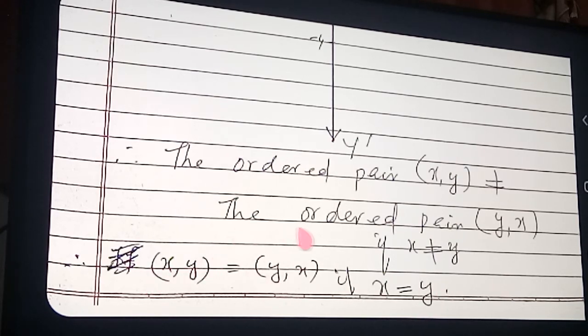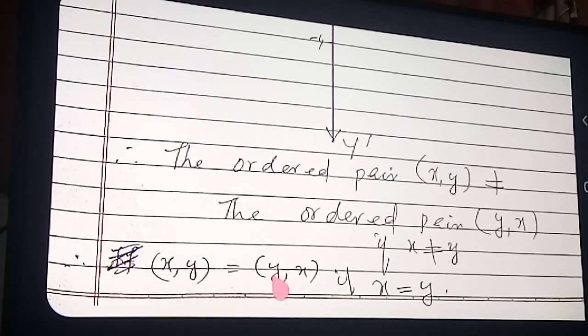Understood? If any two ordered pairs are equal, then the x coordinate of the first point and the x coordinate of the second point must be equal. Only then can we say they are equal. The y coordinate also has to be equal. Here, see the y coordinate. What is the y coordinate? Y. And here, what is the y coordinate? Here x is written. So the x coordinates of both points and the y coordinates of both points are mutually equal. Then we can say that both ordered pairs are equal.